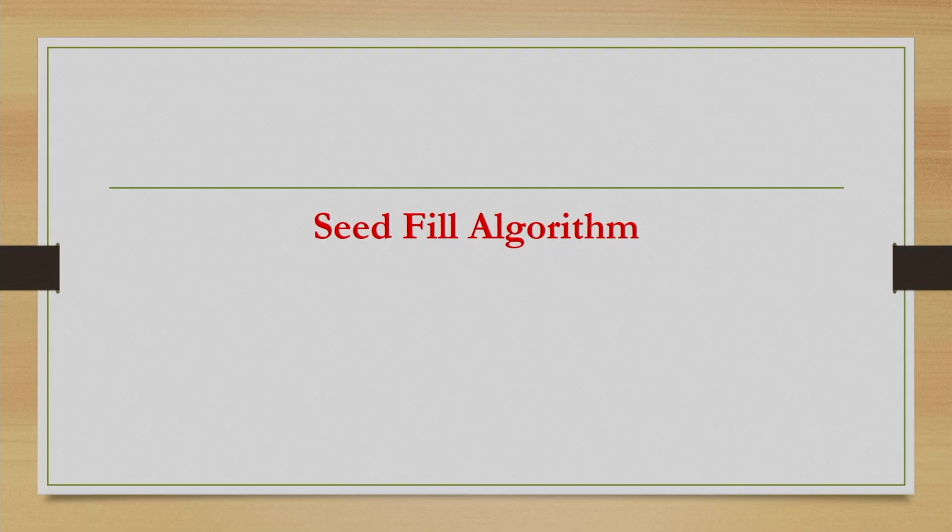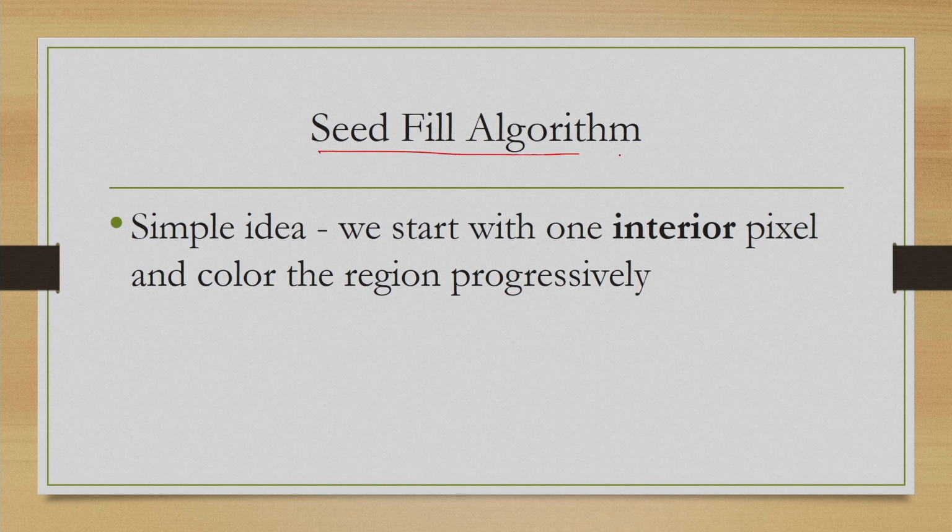Now, with this knowledge of two broad definitions of regions, let us try to understand the different region filling scan conversion algorithms. We will start with one simple approach, that is called seed fill algorithm. So, what it does, let us try to understand. The idea is very simple for a seed fill algorithm. We start with one interior pixel and color the region progressively. That is the simple idea.